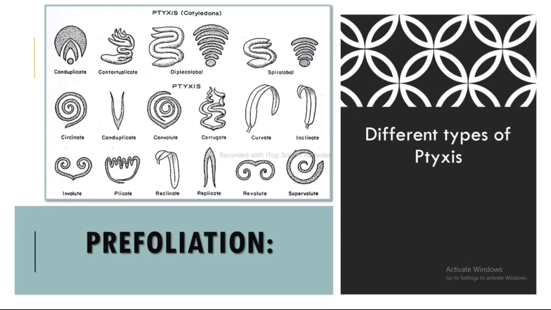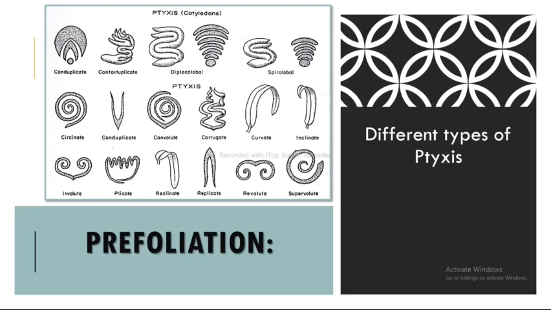And the third type of cotyledon ptyxis is the diplicolobal. In the diplicolobal condition, the incumbent cotyledons are folded two or more times. And the next type of cotyledon ptyxis is the spirolobal. In this condition, the incumbent cotyledons are folded once, as shown in the figure.